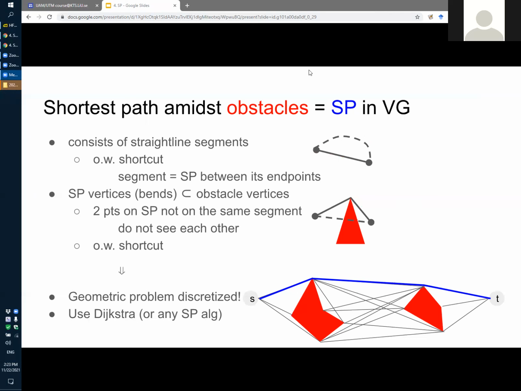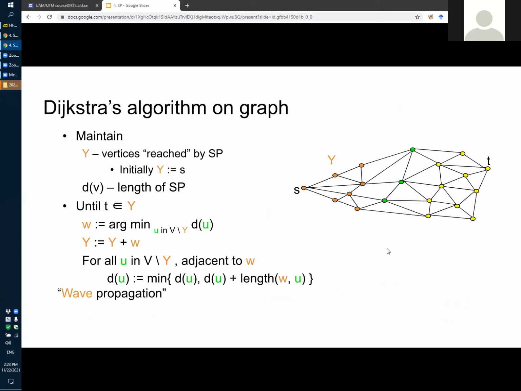And now, if you know how to solve shortest path on a graph, for instance by using Dijkstra or any other algorithm for finding shortest paths on a graph, then you can also solve the geometric problem, because you have reduced it to the problem on graphs, the one that you know how to solve. Okay, that's why the visibility graph is important.